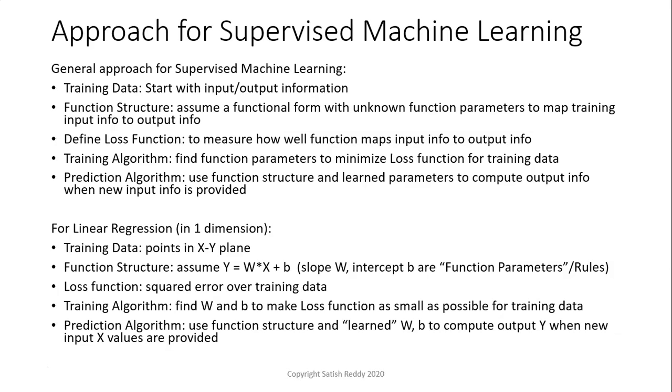We start with the training data. We're going to assume a functional form, the function structure, with unknown parameters. We're going to have a loss function that is used to measure how well the function maps input info to output info. Then we're going to apply a training algorithm to find the function parameters to minimize the loss function for the training data. And then once we have those function parameters, we're going to use the function structure and the learned parameters to compute output info when new input info is provided.